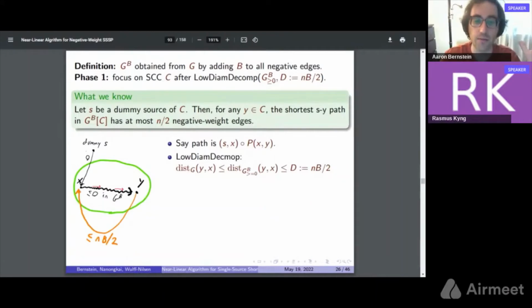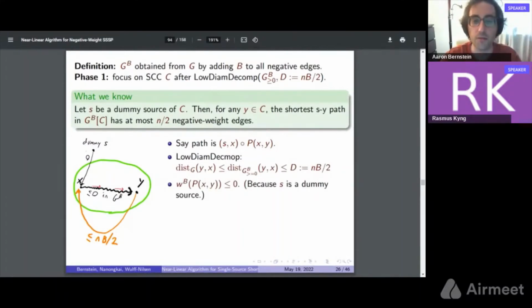Again, it's a low diameter decomposition. It has at most D even when you rounded up all the edge weights, even in GB bigger than or equal to 0. So certainly in GB, where all the edge weights are even smaller, that weight is also going to be at most D. So the orange path is at most D, which is equal to NB over 2. On the other hand, we know that the black path in GB has weight at most 0.